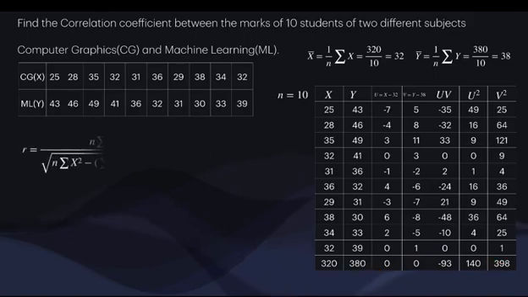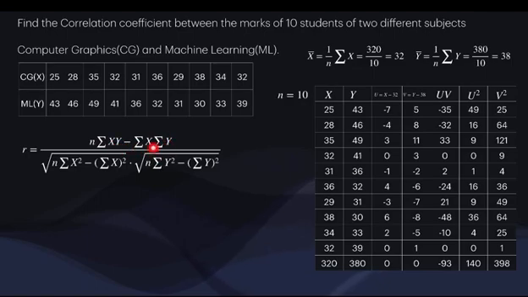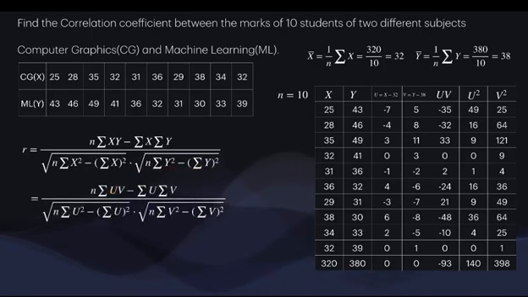Now let us use the correlation coefficient formula: n into summation xy minus summation x summation y, by square root of n into summation x square minus summation x whole square, into square root of n into summation y square minus summation y whole square. Now this will be transformed to u and v because we have transformed x and y to u and v. So we have n into summation uv minus summation u summation v, by square root of n into summation u square minus summation u whole square, into square root of n into summation v square minus summation v whole square. So we just transformed this x and y in terms of u and v.